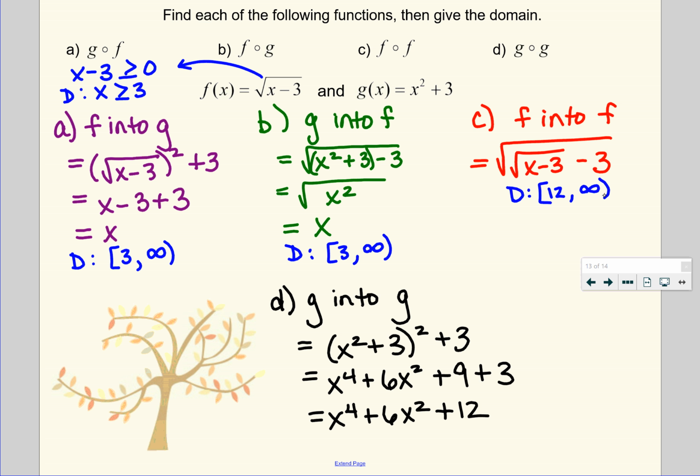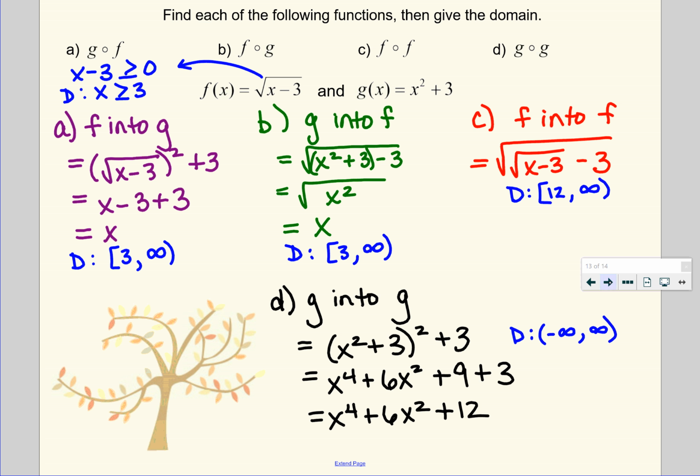Function G, G into G. Does this have any restrictions? And I only use G to get it. Did G have any restrictions? No. So what's our answer for that last one? All real numbers. Negative infinity, positive infinity. Good. So those get a little tricky with the domains. Questions on those?